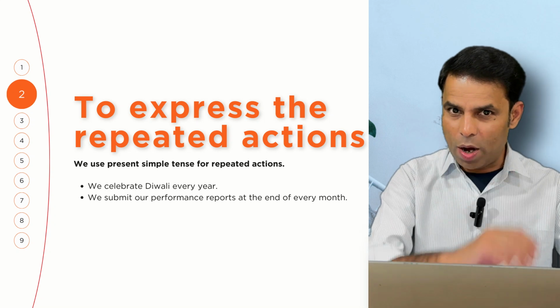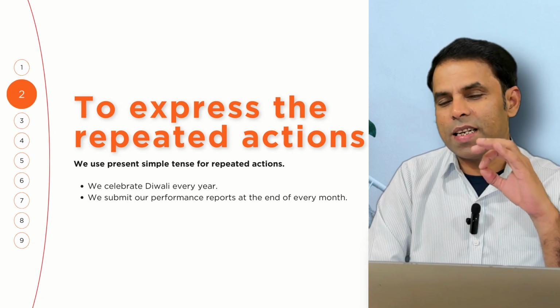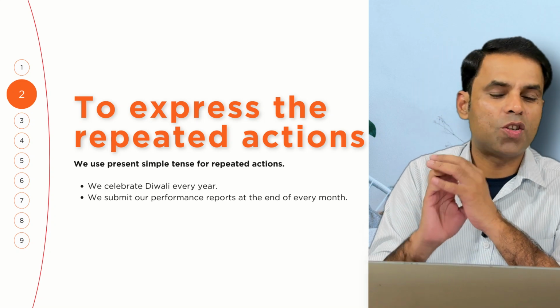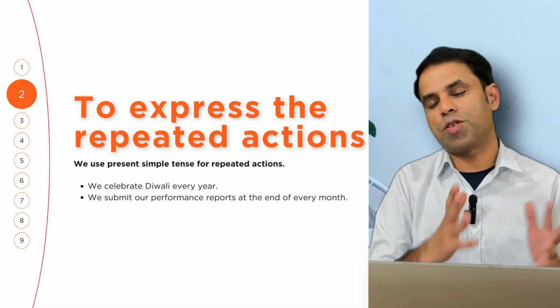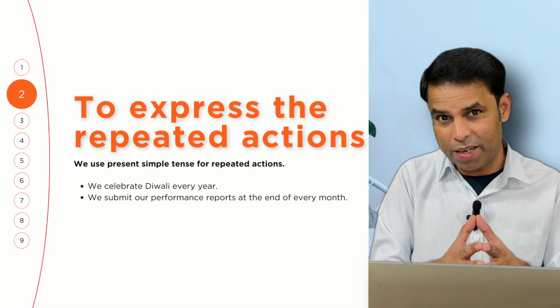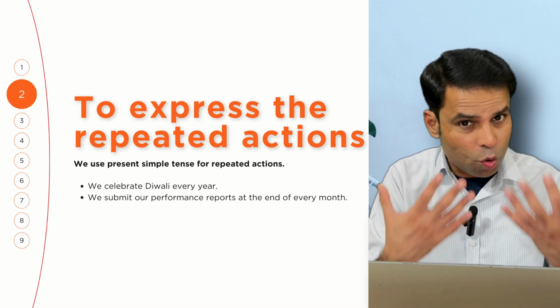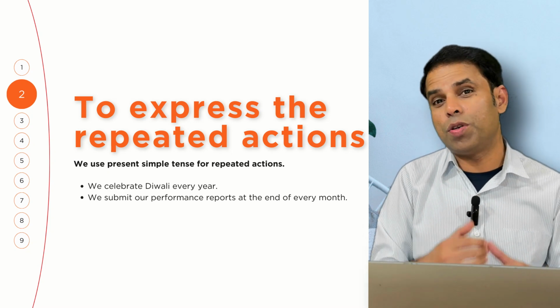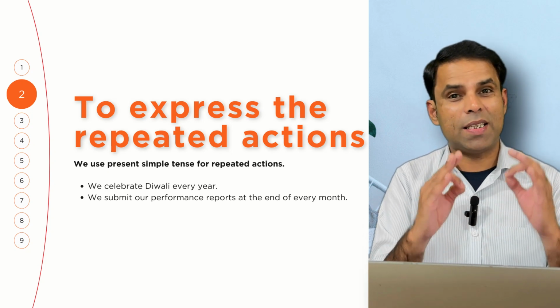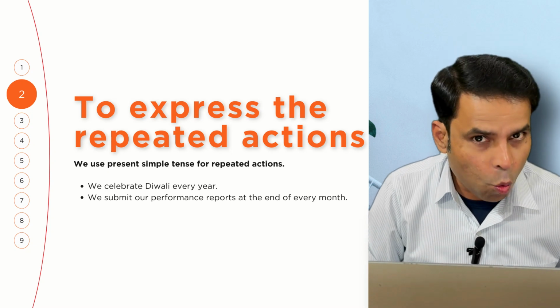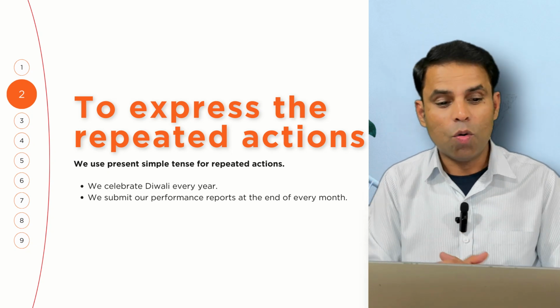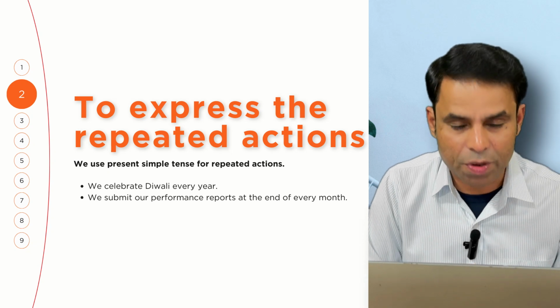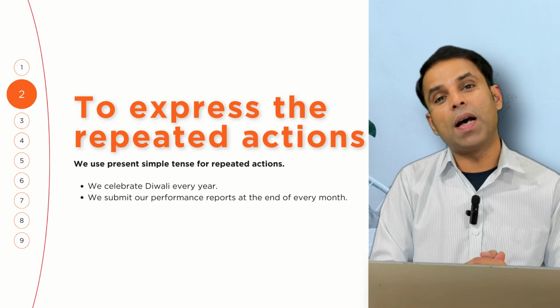Now here's the second one. We use the present simple tense to talk about repeated actions. So anything which is repeated, whenever you want to talk about those actions, you use the present simple tense. For example, we celebrate Diwali every year. It's a repeated action, right? Or we submit our performance reports at the end of every month.